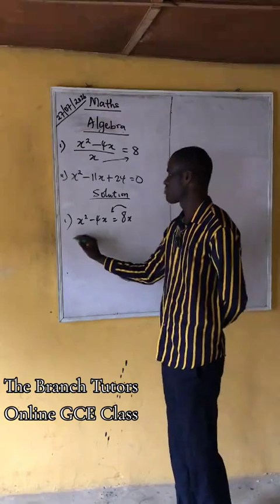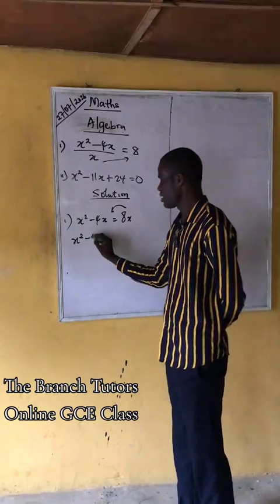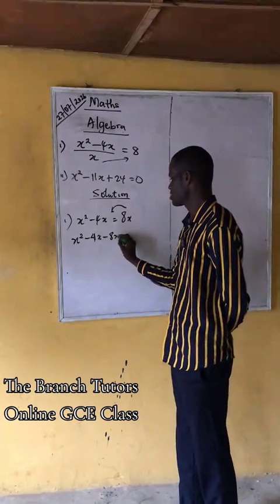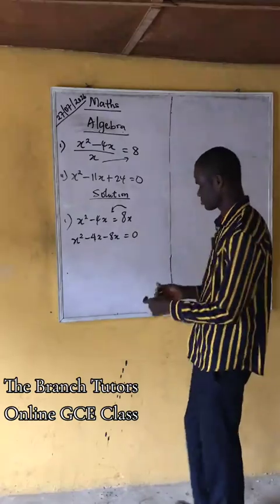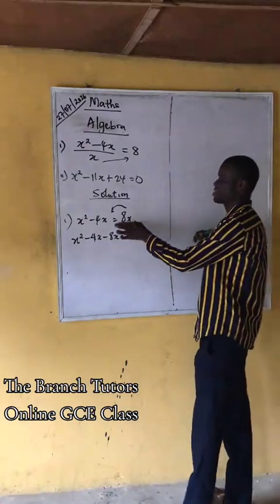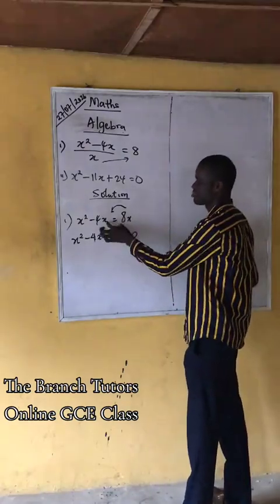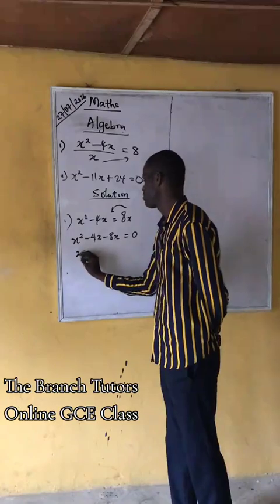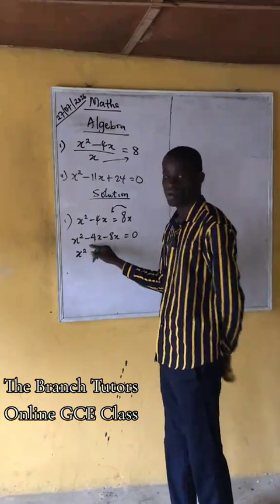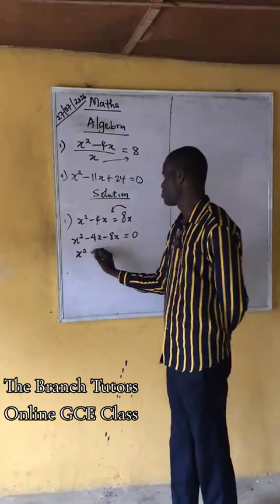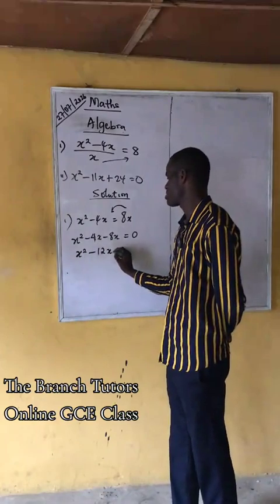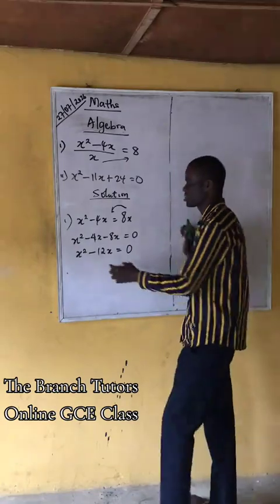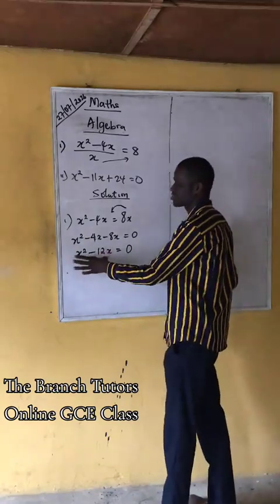So we are going to have x squared minus 4x minus 8x equals 0. This 8x here is positive. When it comes here, it becomes negative. So we now have x squared minus 4 minus 8 gives you minus 12x equals 0. So the next question we'll ask is, let's factorize from here.